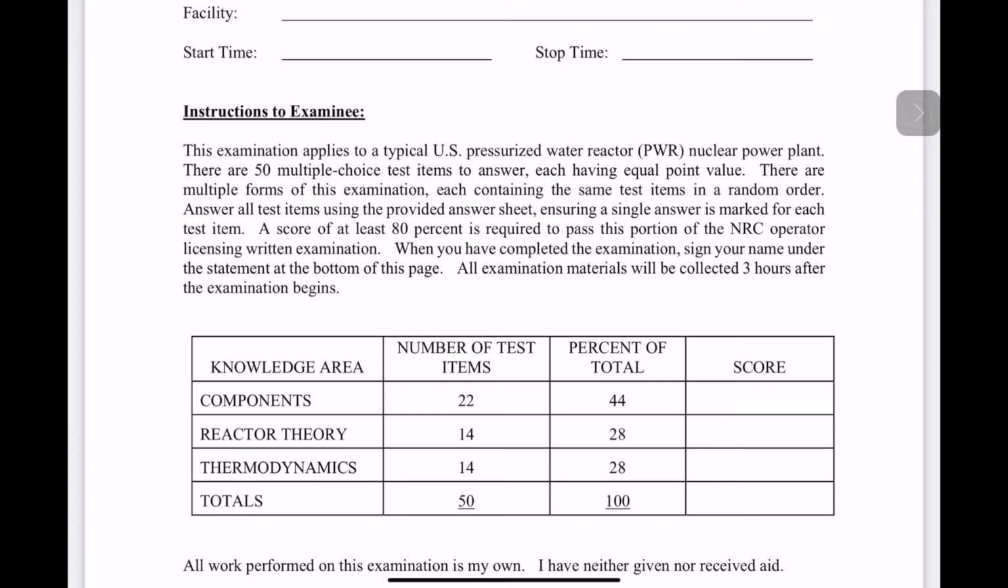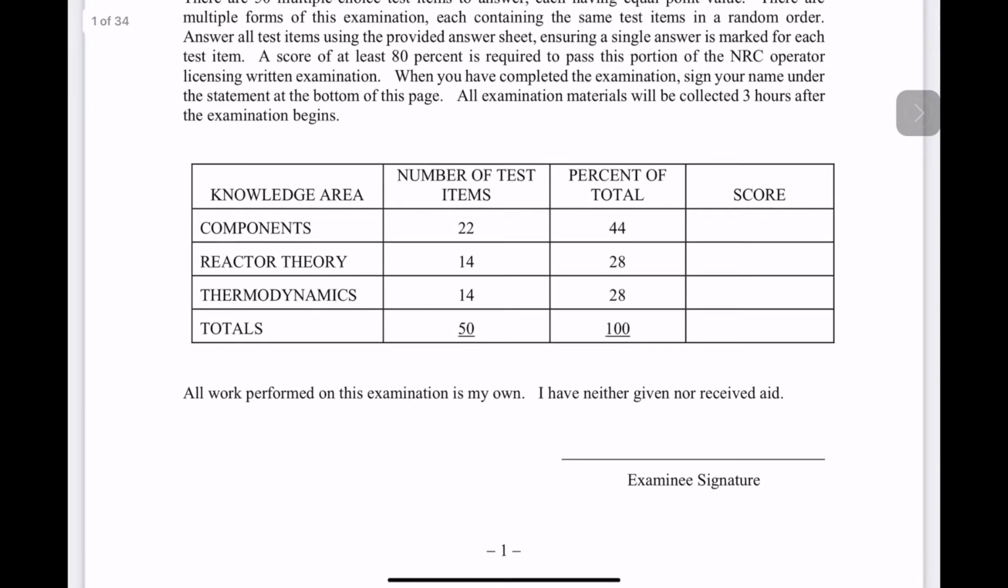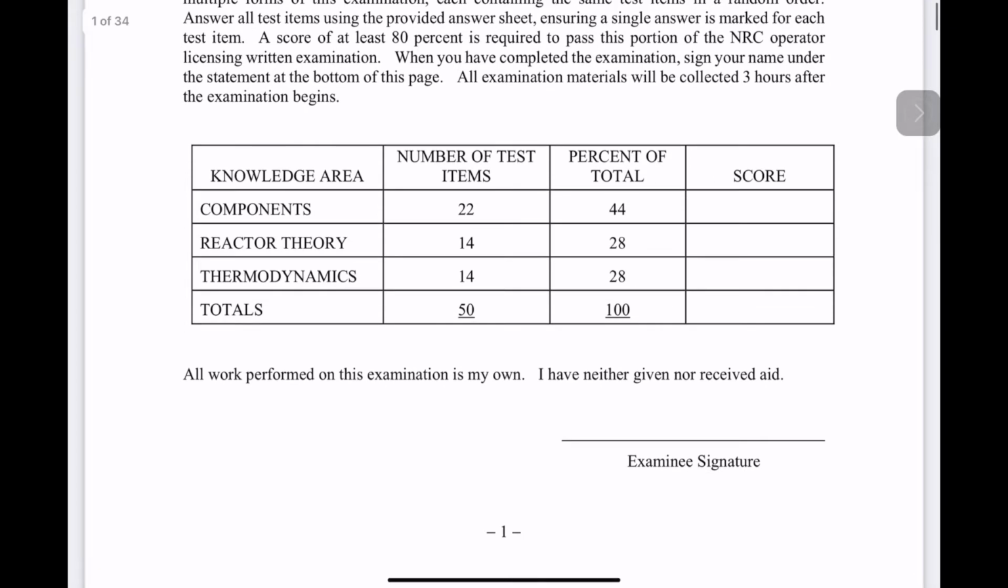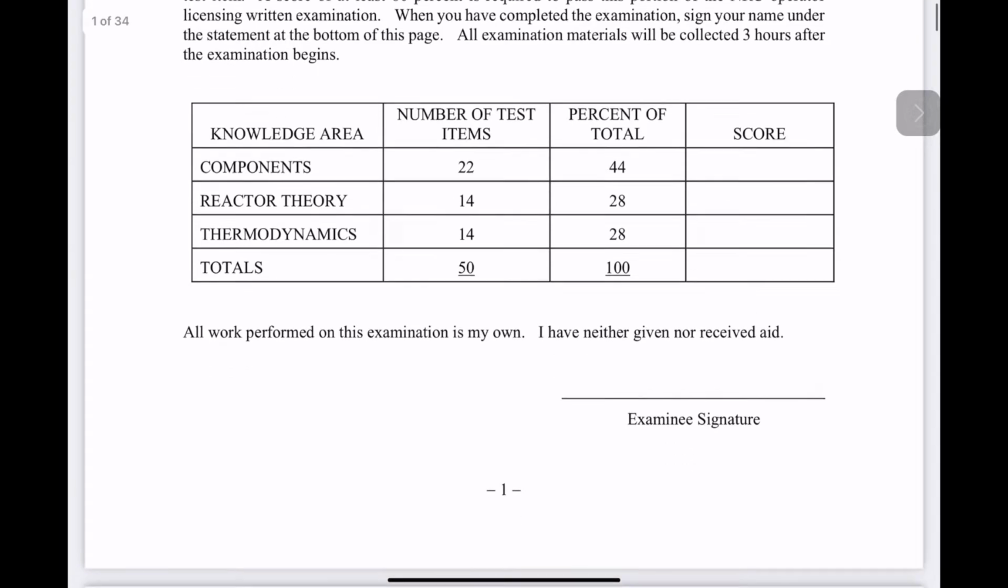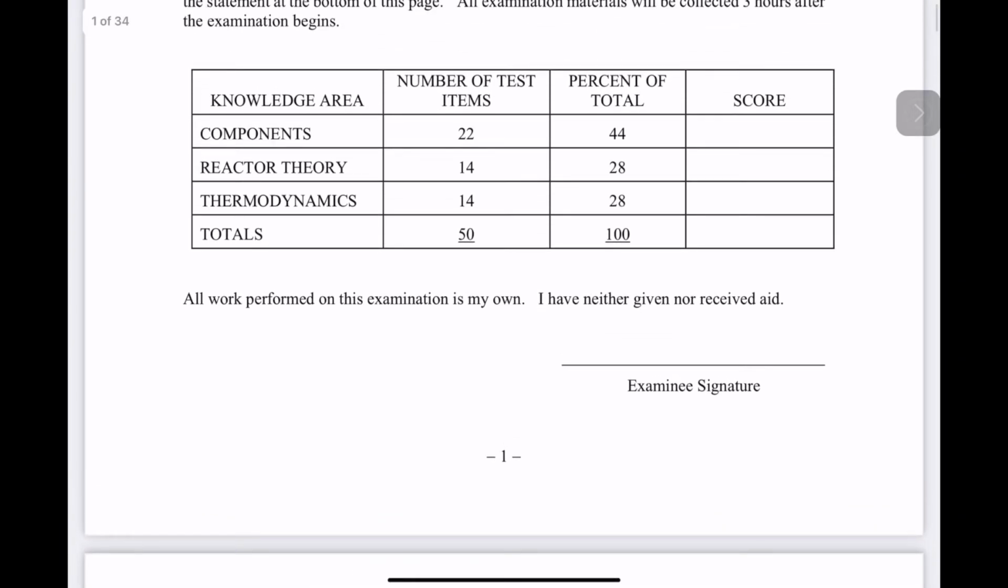There are 50 multiple choice test items to answer, each having equal point value. There are multiple forms of this examination, each containing the same test items in a random order. Answer all test items using the provided answer sheet, ensuring a single answer is marked for each test item. A score of at least 80% is required to pass this portion of the NRC operator licensing written exam. When you have completed the examination, sign your name under the statement at the bottom of this page. All examination materials will be collected 3 hours after the examination begins, so you only have 3 hours to answer these 50 questions.